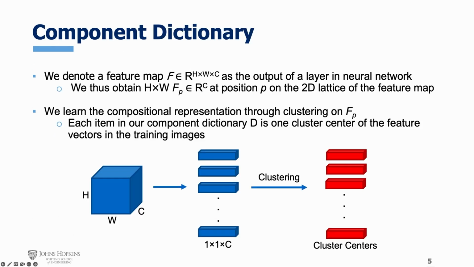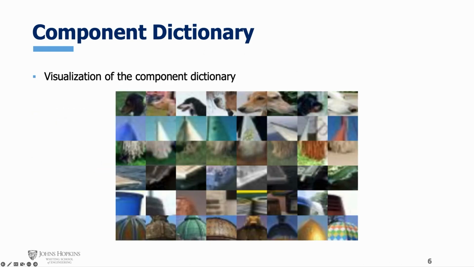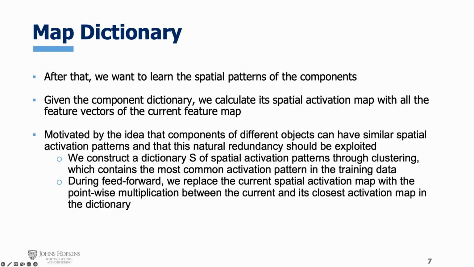First, let's introduce our component dictionary. We denote a feature map as the output of a layer in the neural network. We can thus obtain the feature vectors at each position on this feature map. We learn our compositional representation through clustering the feature vectors. Each item in our component dictionary is one cluster center of the feature vectors in the training images. Here are some sample visualizations of the component dictionary. As can be seen, our component dictionary contains the key parts of each object.